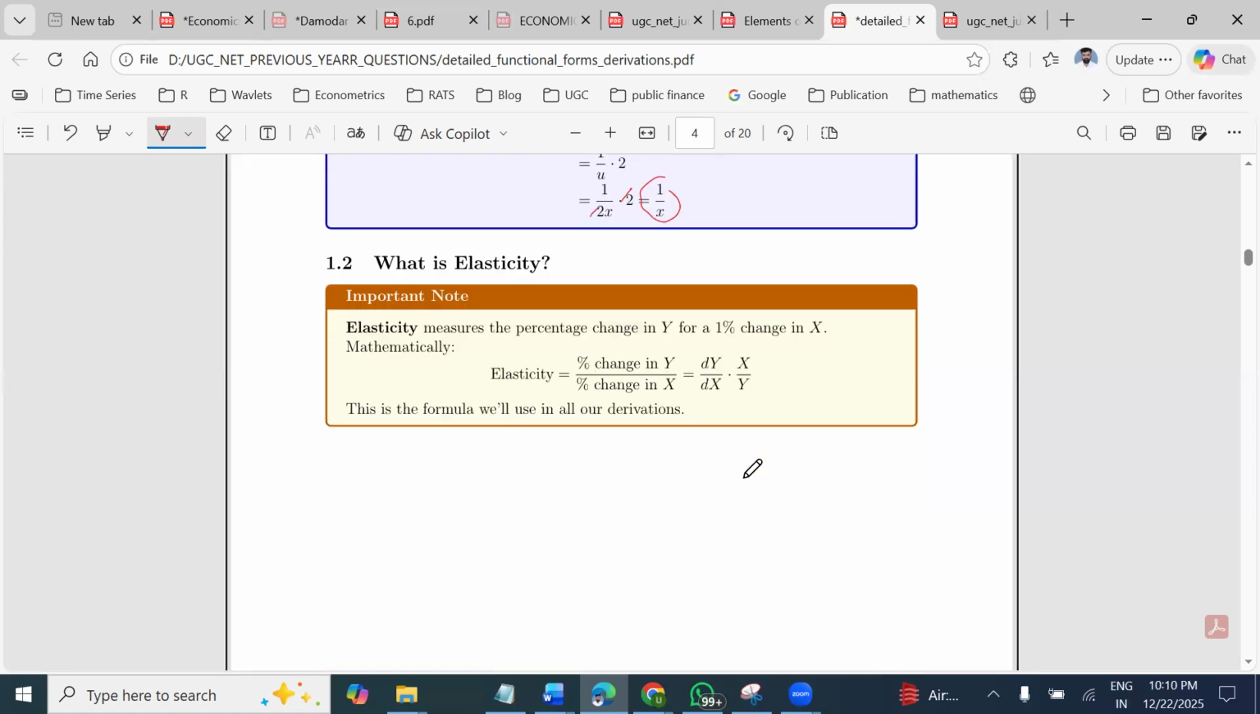Now coming back to elasticity, already we know that.